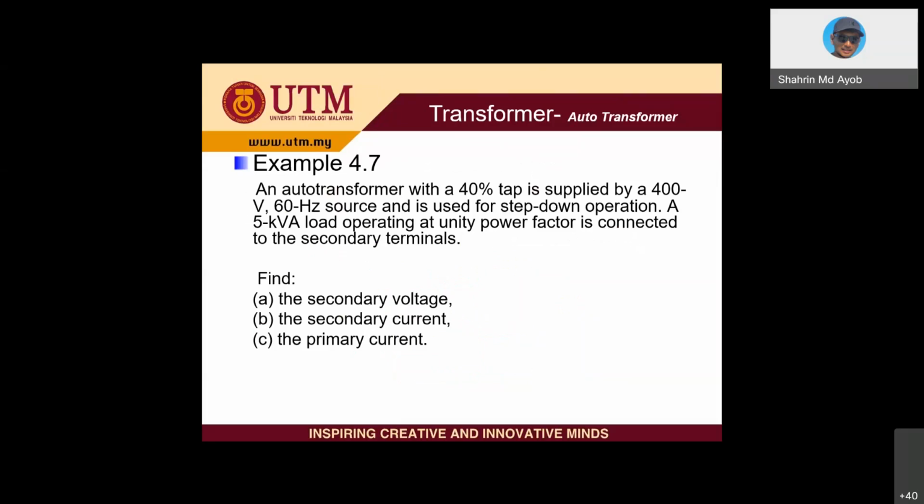Then we have an example here. This one is a 40% tap from the input voltage, so the secondary voltage is just 0.4 multiplied by V1. You should get around 160 volt. It's simply an adjustable AC voltage output. Then the secondary current and primary current can be found based on the rating of the transformer.